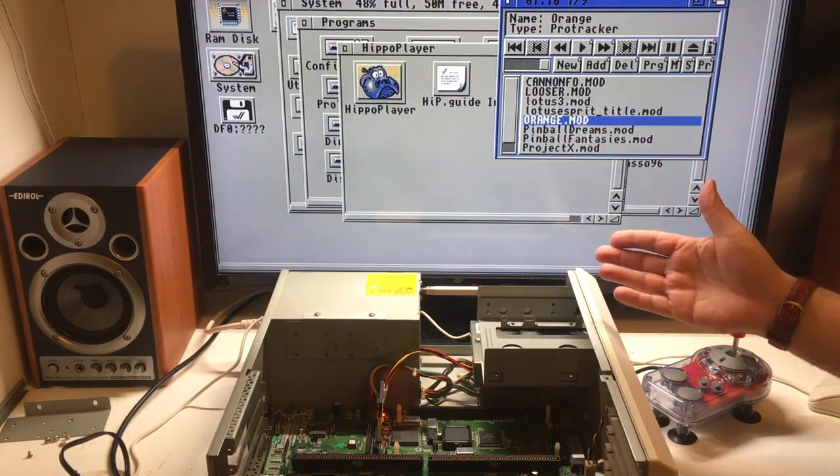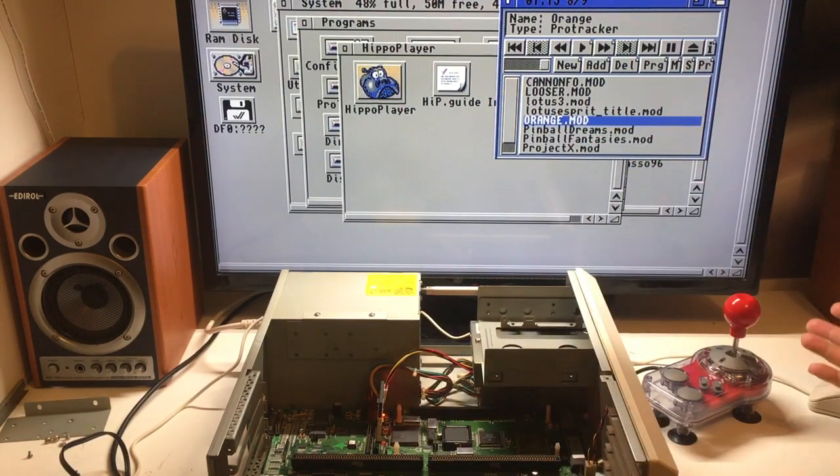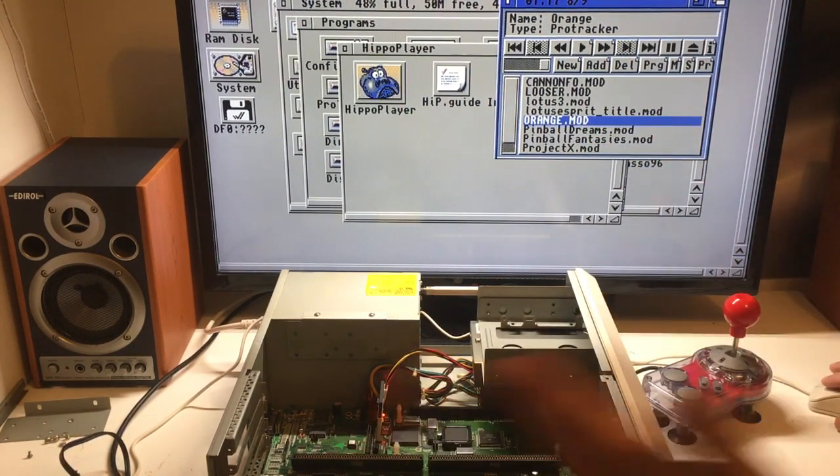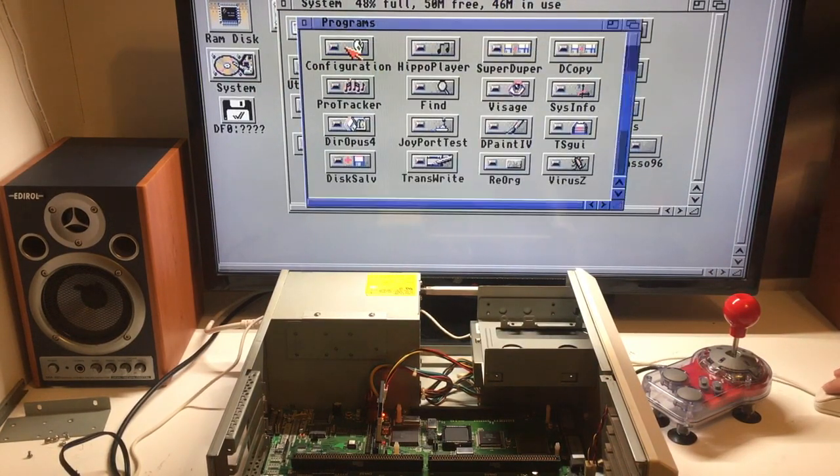And the reason I say 93 is because revision D was a later revision, of course. The B came out in 92. So it works, guys. It's so cool.